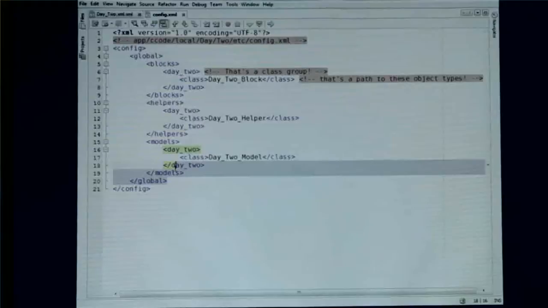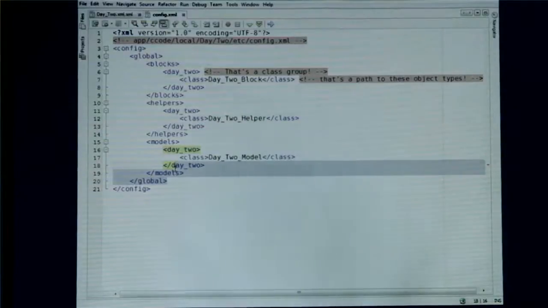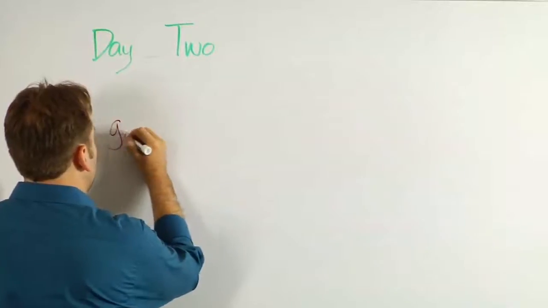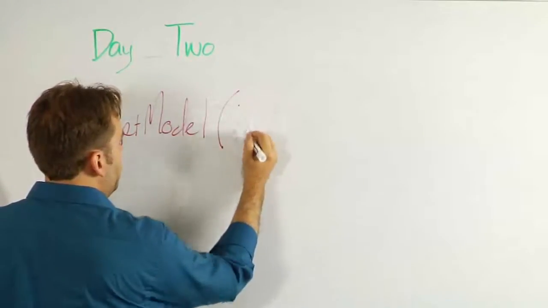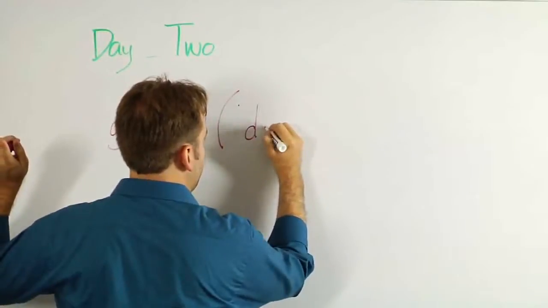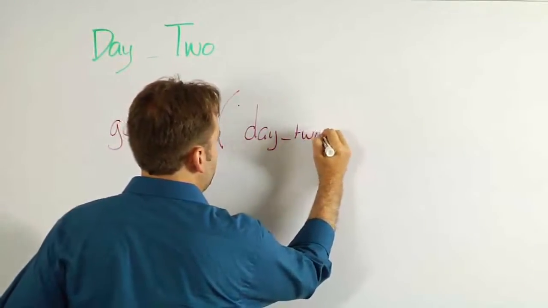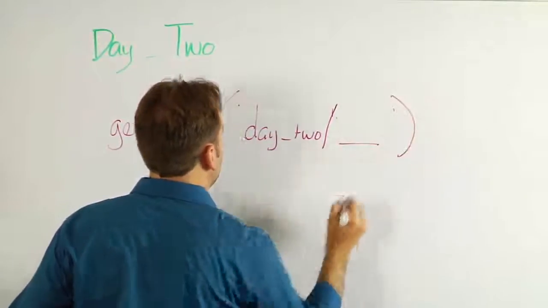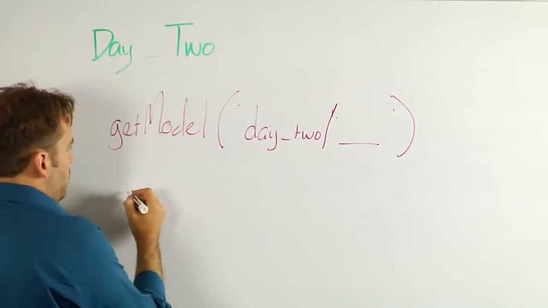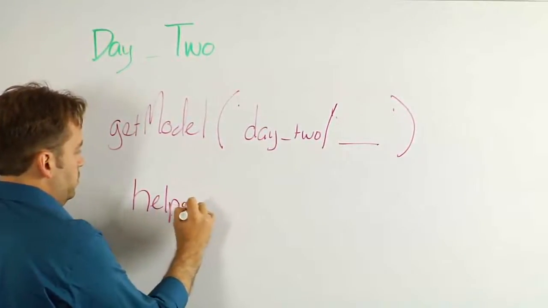And then I would just need a folder named helper. Whatever I pass in to those methods, that string value that I pass in before the slash, just comes from here. So I'll do this one more time here. So get model takes, in this case, day 2. Okay. Helper. So.